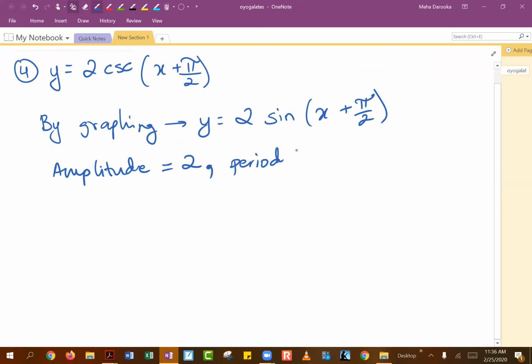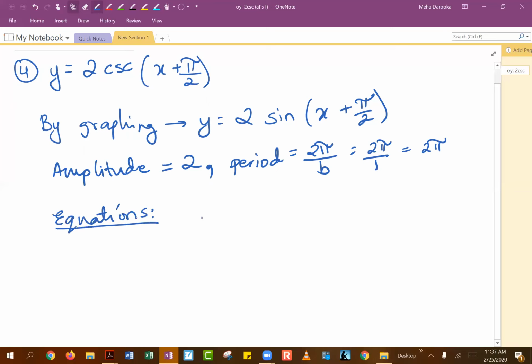Period. What do you think the period for this function will be? Yeah, because your b value is 1, right? The coefficient of x. So that's going to be 2 pi over b, which will be 2 pi over 1. So it's 2 pi, which means for our equations, we're going to take the value in the parentheses, x plus pi halves, set it equal to 0, and x plus pi halves equal to 2 pi. Okay. And then get your x value from there.